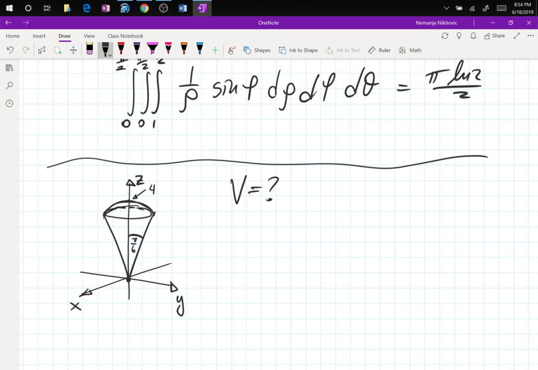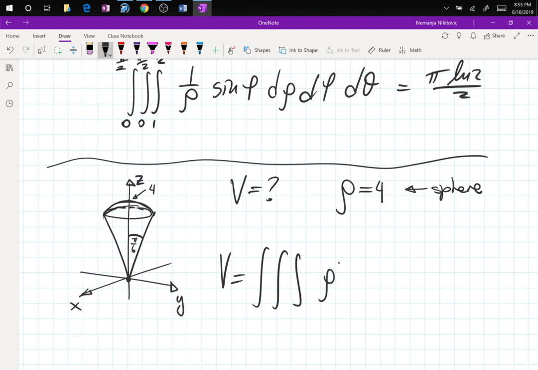Well, the value on the z-axis is 4, which means rho equals 4, which is a sphere. And now, when I set up my triple integral, I'm not using any functions because I'm looking for the volume, so I just go with a string, rho squared sine phi d rho d phi d theta, and rho is from 0 to 4 because I want the full content of the cone.